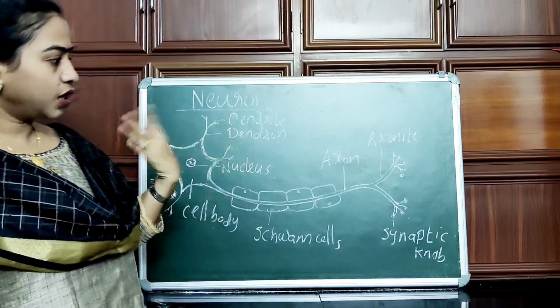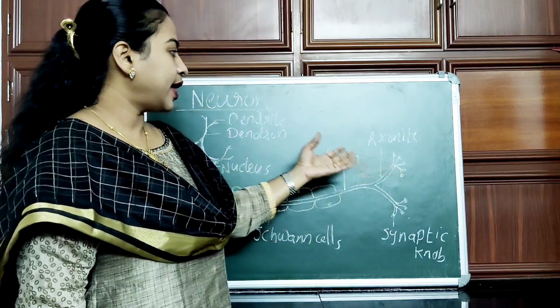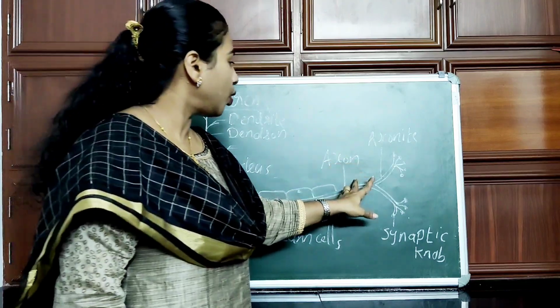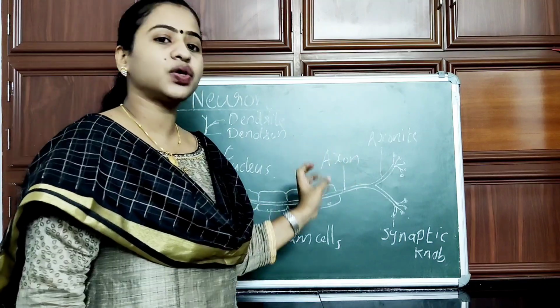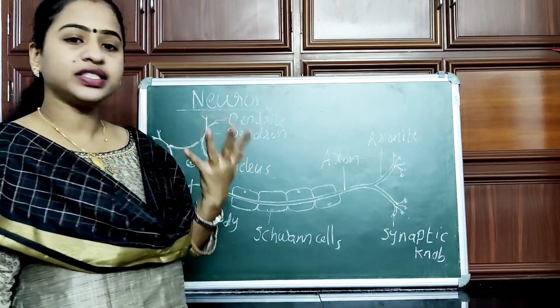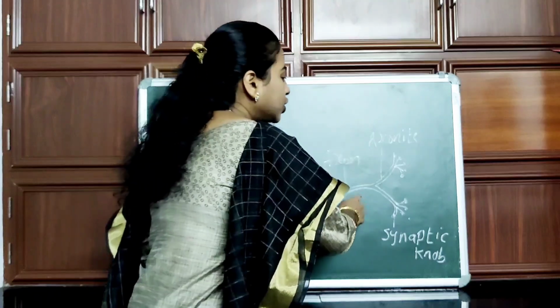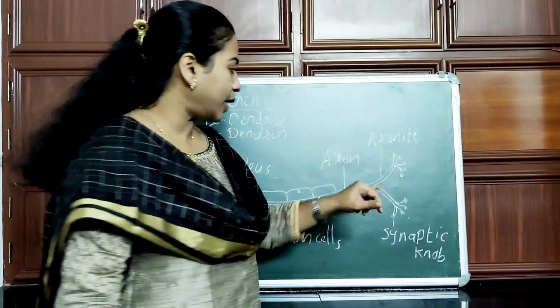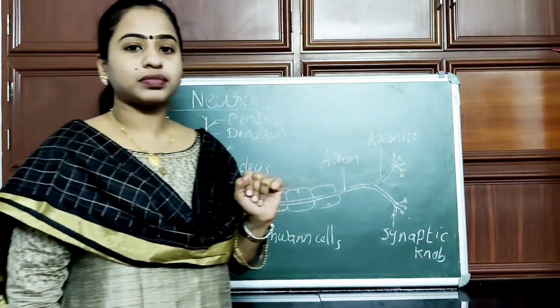The next part is the axonite. What is axonite? Axonites are the small branches from the axon. The branches of the axons are called axonite. Then what is their function? They help to carry impulses from axon to the synaptic nerve.